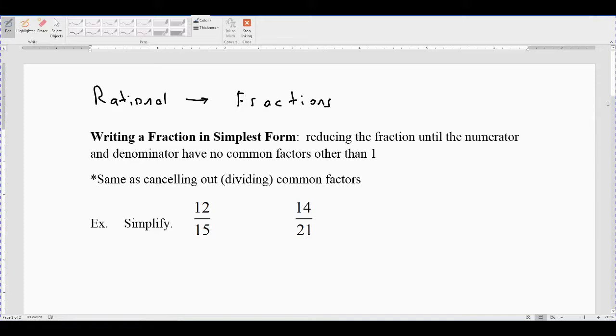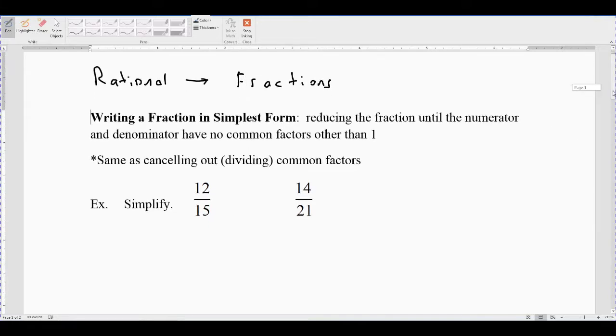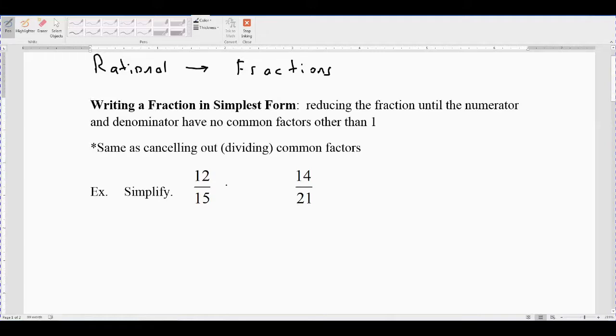Fractions. So the first thing we're going to do with fractions, we're not going to do a whole lot. But what we're going to do first, we're going to simplify them, reduce them down to simplest form. What that means is we're going to reduce it down until there's nothing common other than ones in the top and the bottom. Now if you don't know, the top is called the numerator, and the bottom is called the denominator.